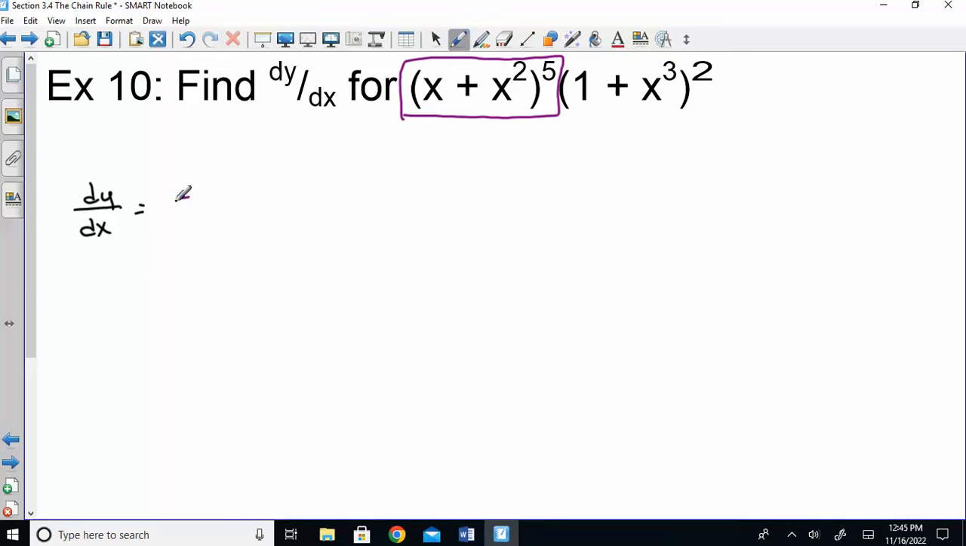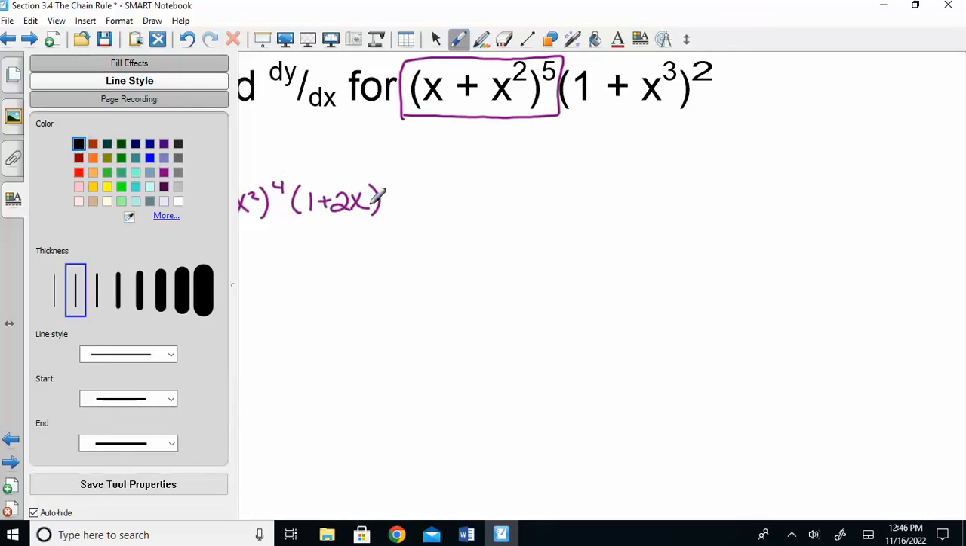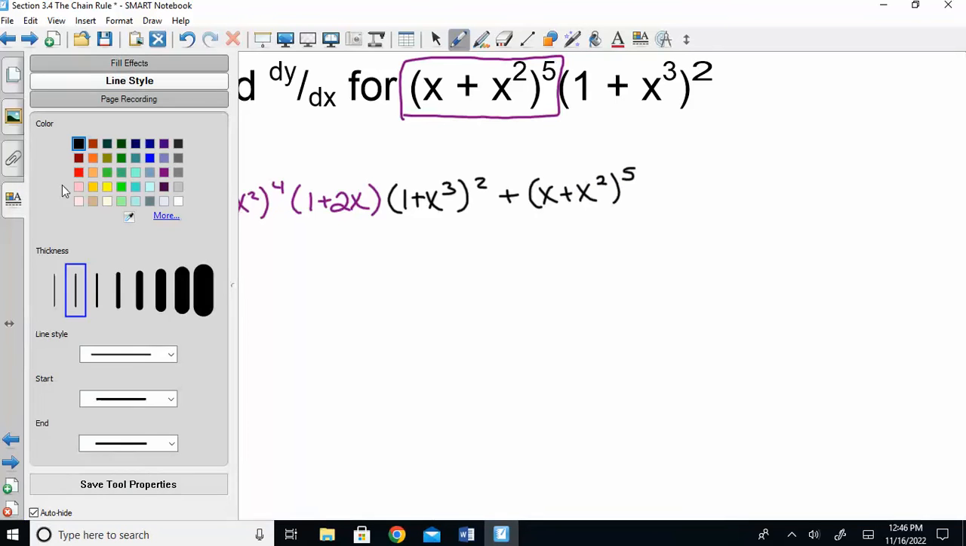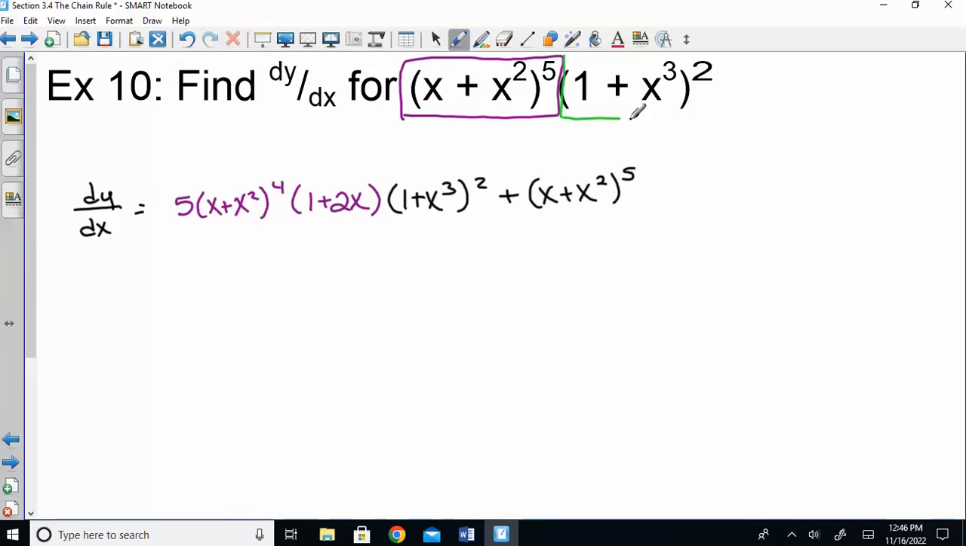Chain rule. So the exponent comes down, inside stays the same, subtract 1 from the power, times derivative of the inside, which is... okay. The product rule is derivative of the first times the second one plus the first times derivative of the second.